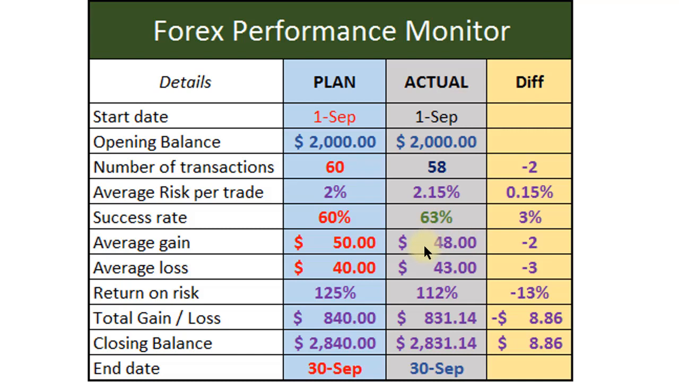I know I need to increase the average gain. I need to decrease my average lots. I need to work hard to keep my success rate nicely high. And when I start the next month, I have better figures to put into here. The first month I might be guessing. The second month I've got actuals that I can base my plan on for the next month.